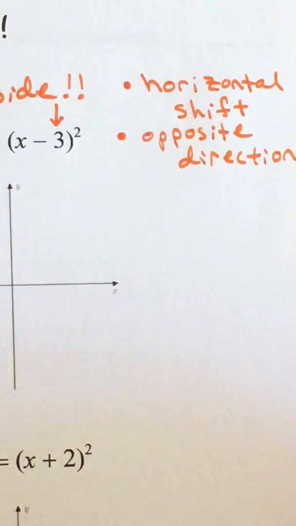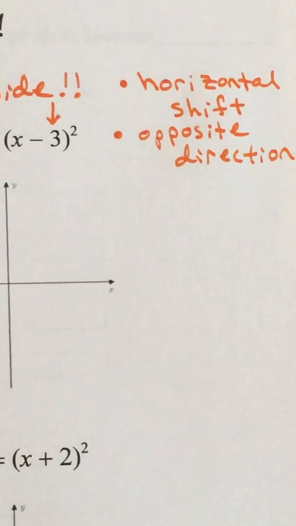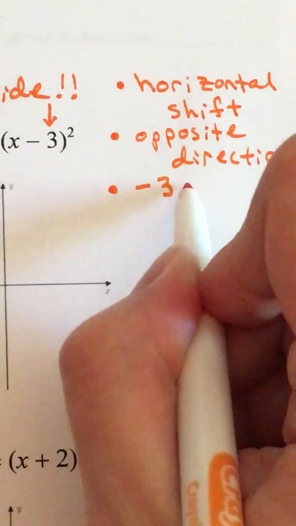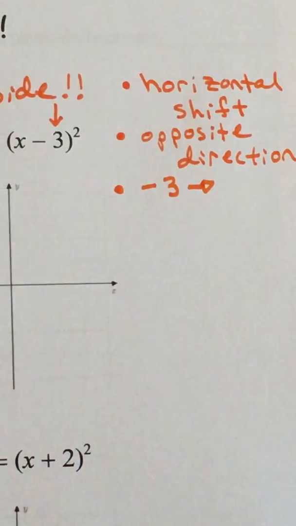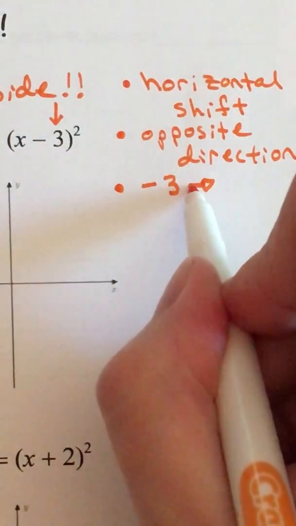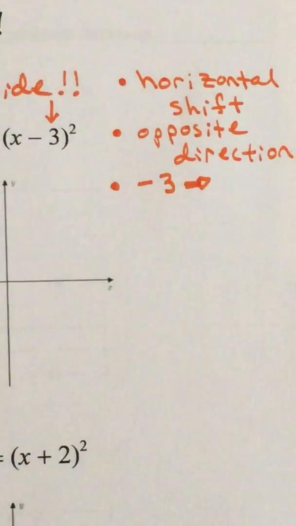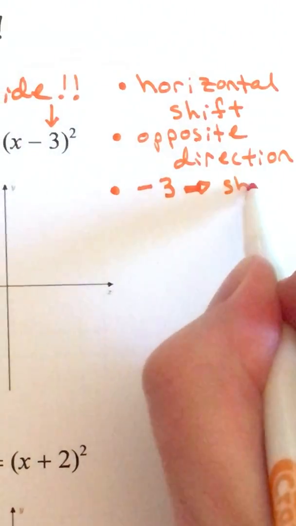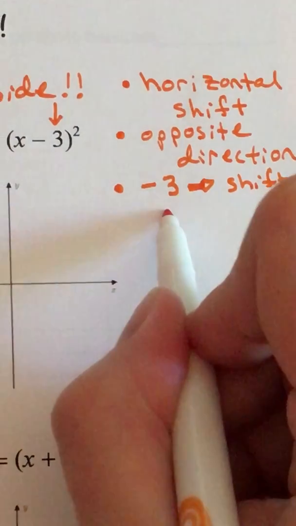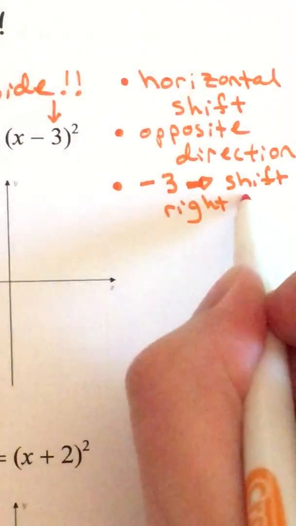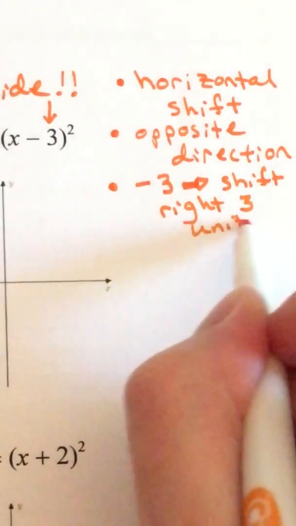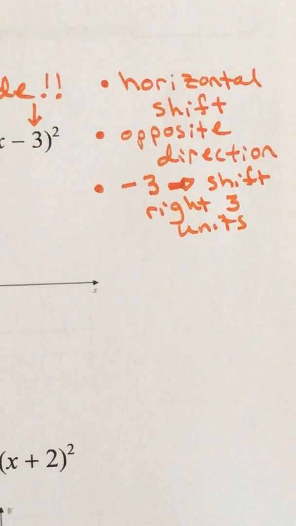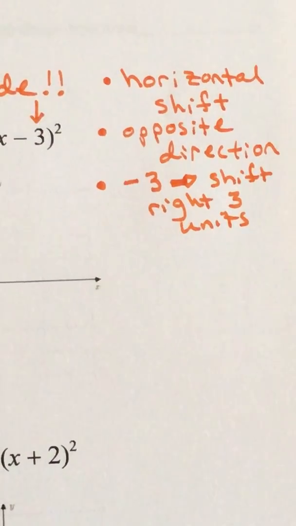And so what's a minus 3 becomes a movement to the right. So we say negatives are on the left, we're going opposite. We are going to shift right 3 units from the origin. So that's what we're going to do. That's all it's going to change.